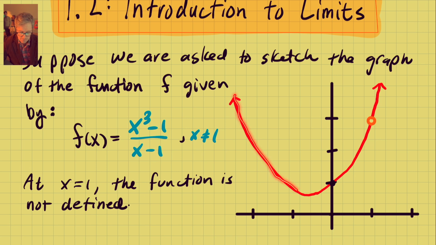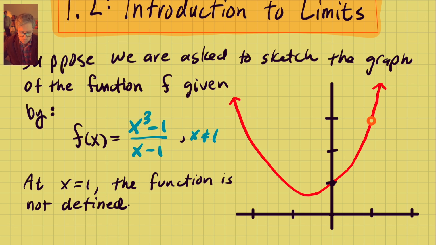The function is defined everywhere else, however, and we can plot those values. We see that the function looks a bit like this. Looks like a quadratic function. Indeed, if you were to do some simplification, you would find that this is a quadratic function. So we've plotted the function like so, but notice that I've included the hole here at x equals 1. We have this hole which I have drawn.